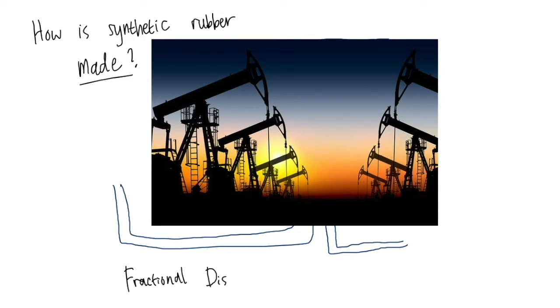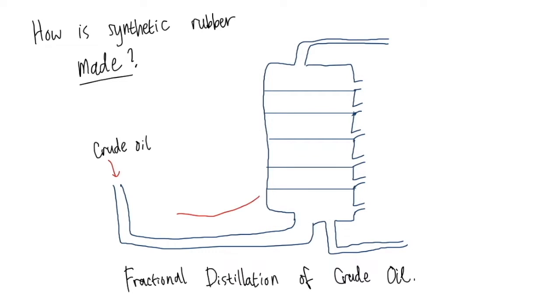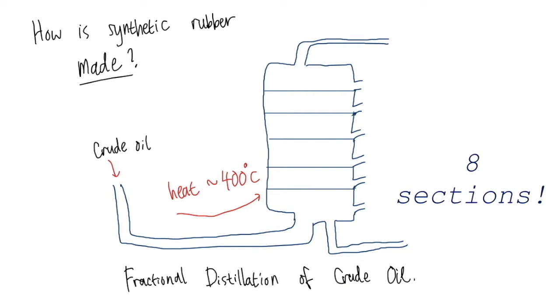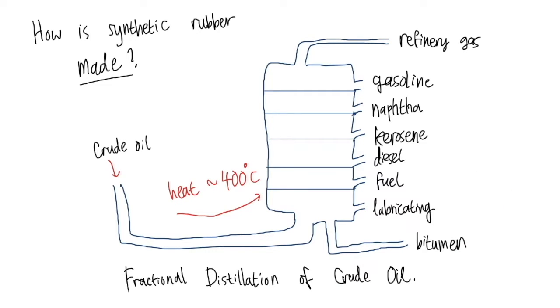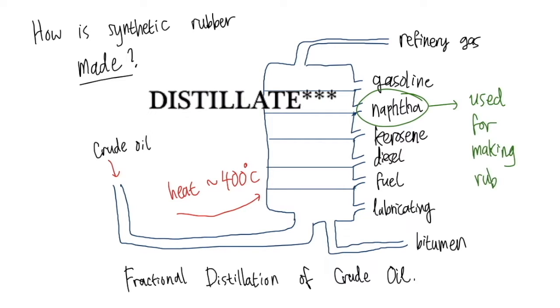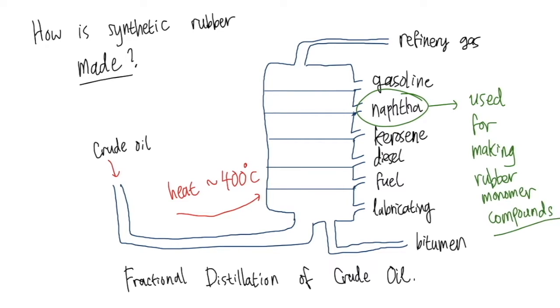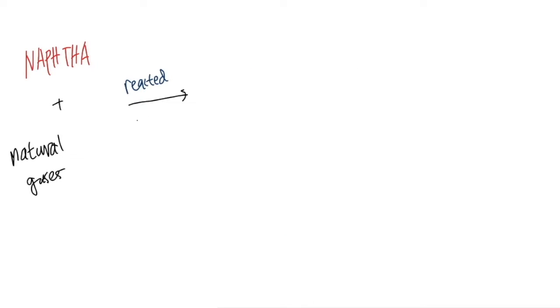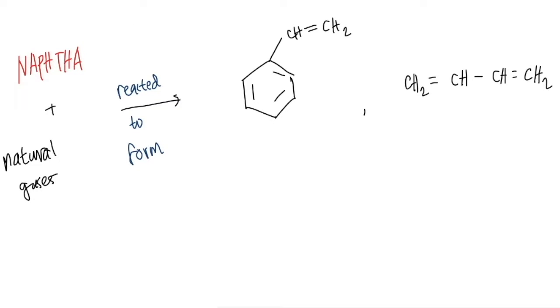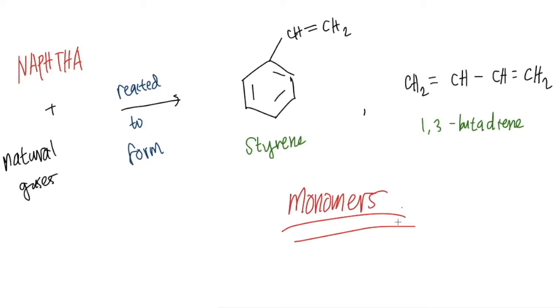We'll start all the way back from the fractional distillation of crude oil. The oil is distilled under very high heat into 8 parts like shown: refinery gas, gasoline, naphtha, kerosene, and etc. But for now, we'll focus on naphtha to filtrate, contributing to the production of rubber. The naphtha is then combined with natural gases, which then eventually react to form a few compounds called monomers, a single unit of thousands of themselves in a single molecule of the rubber itself.